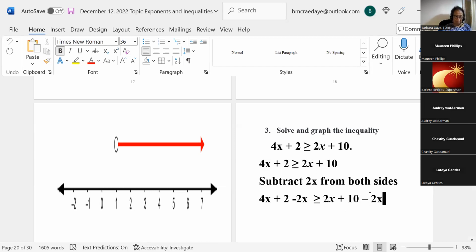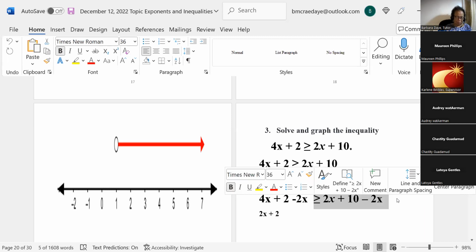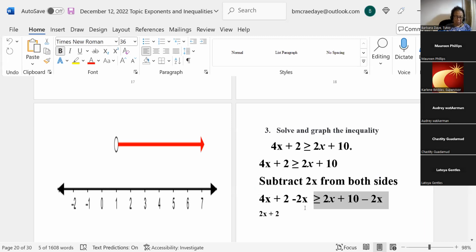What do you get, Maureen, on the left side? What do you get on the left side when you subtract the 2x? Right here, left side, what do you get? 2x from 4x. Oh, 2x. That's right, very good. You have 2x left and you have your plus 2, that constant, right? Greater than or equal, so let's copy that here.